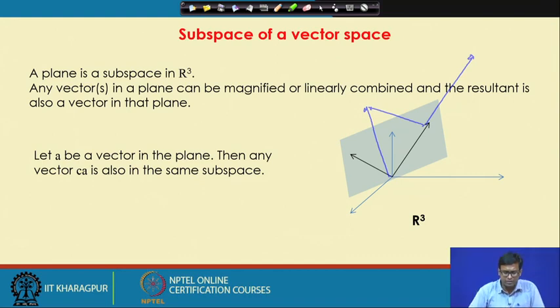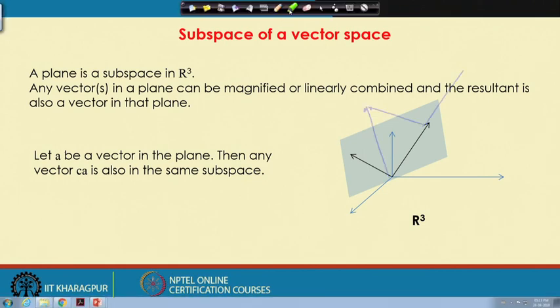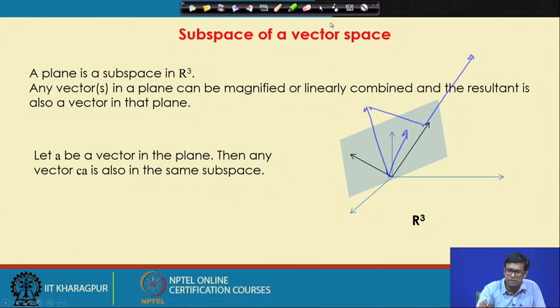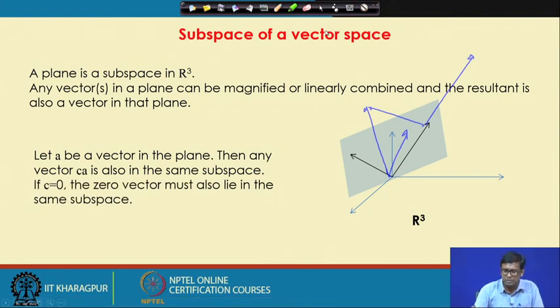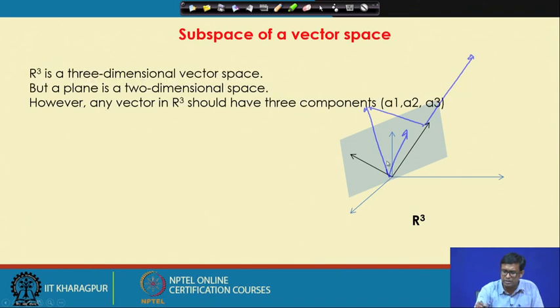Let A be a vector in this plane, then C A is also in the subspace, and that comes from the definition of a subspace. Any vector in a particular subspace can be multiplied with a constant, and the resultant multiplication should also be a member of that particular subspace. So, now if A is a vector in the subspace, and I multiply it by some constant C, that will also lie in that particular subspace. Now, what will happen if C is equal to 0? If C is equal to 0, this will be the origin, sorry.